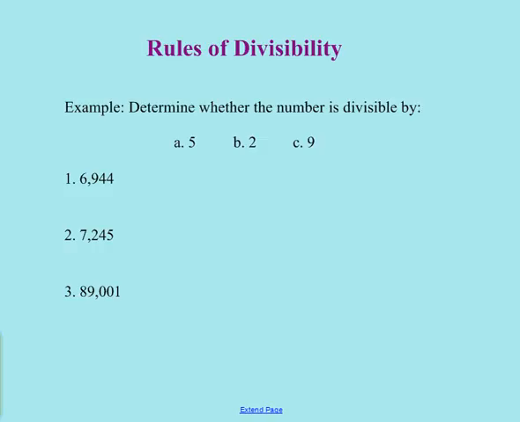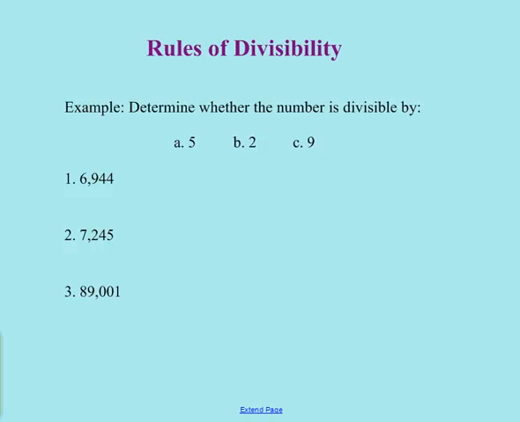Let's go to our second example, 7,245. Is it divisible by 5? Of course it is, because it ends in a 5. How about divisible by 2? No, it's not, because it ends in a 5, which is an odd number. Therefore, it's not divisible by 2.